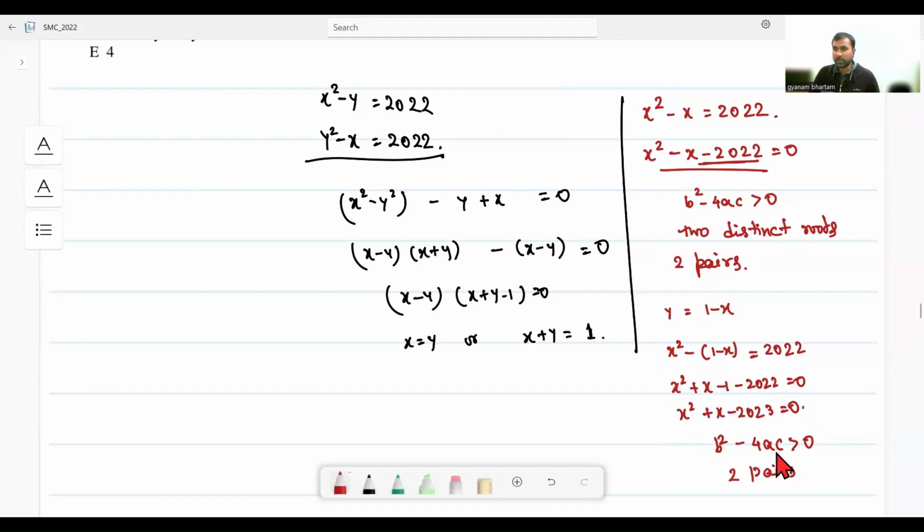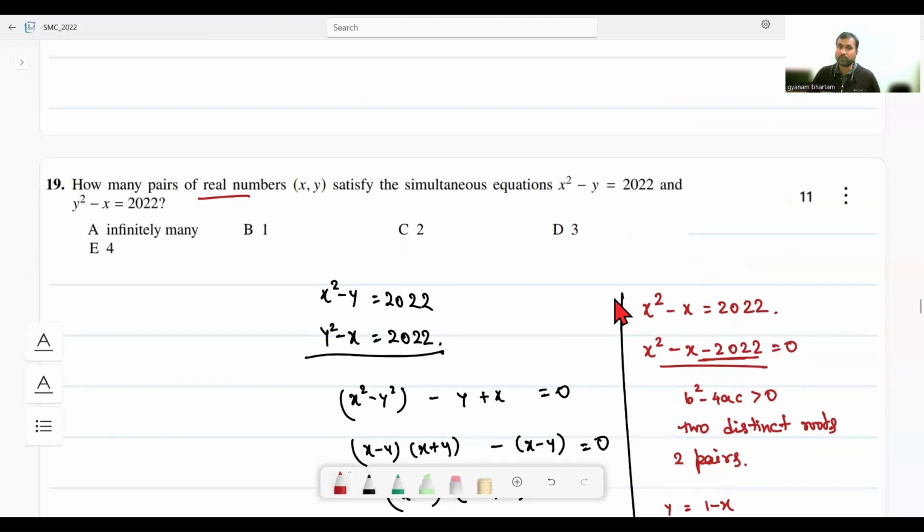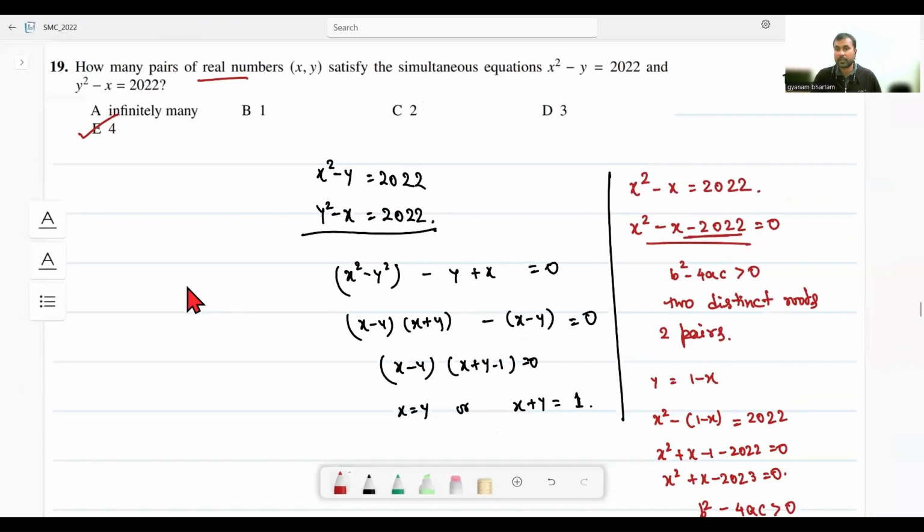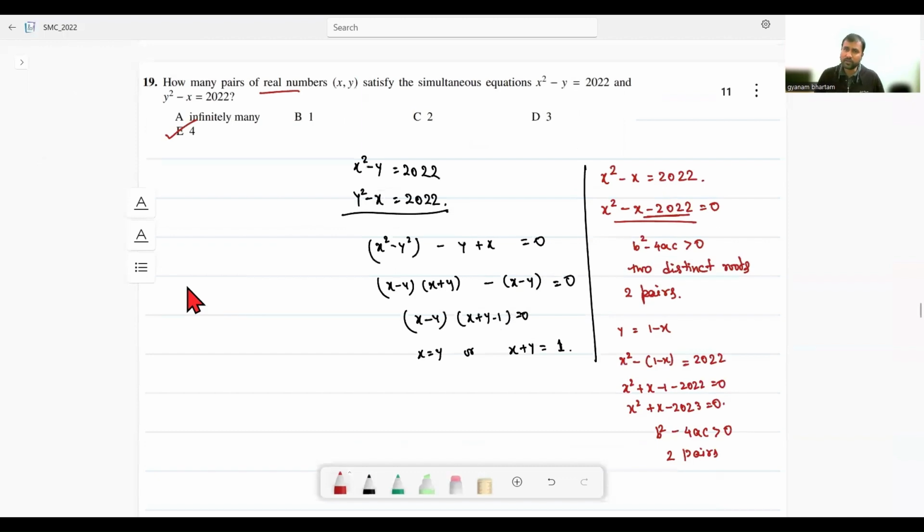So we have two x values, and accordingly we have two y values. So we have a total of 4 values. So 4 real number pairs satisfy these two non-linear equations. You can solve and find the roots, but that's not going to be an integer.